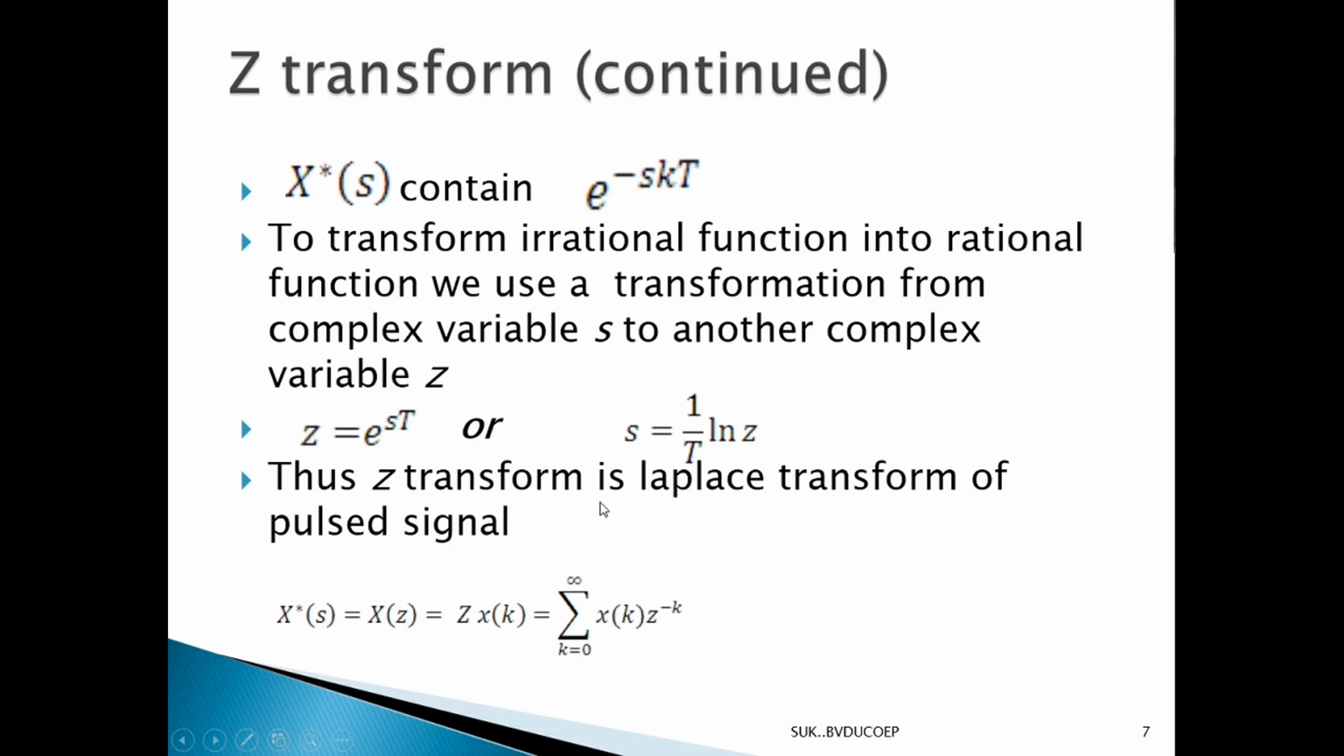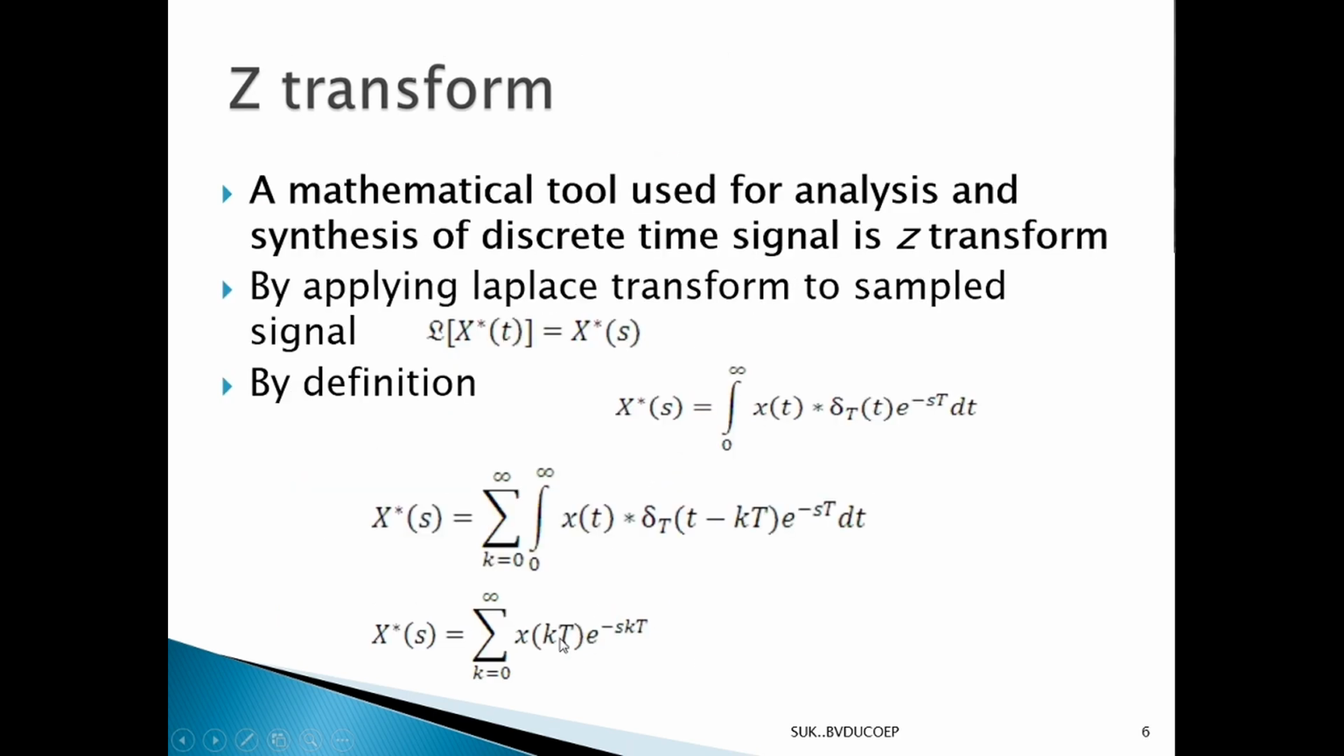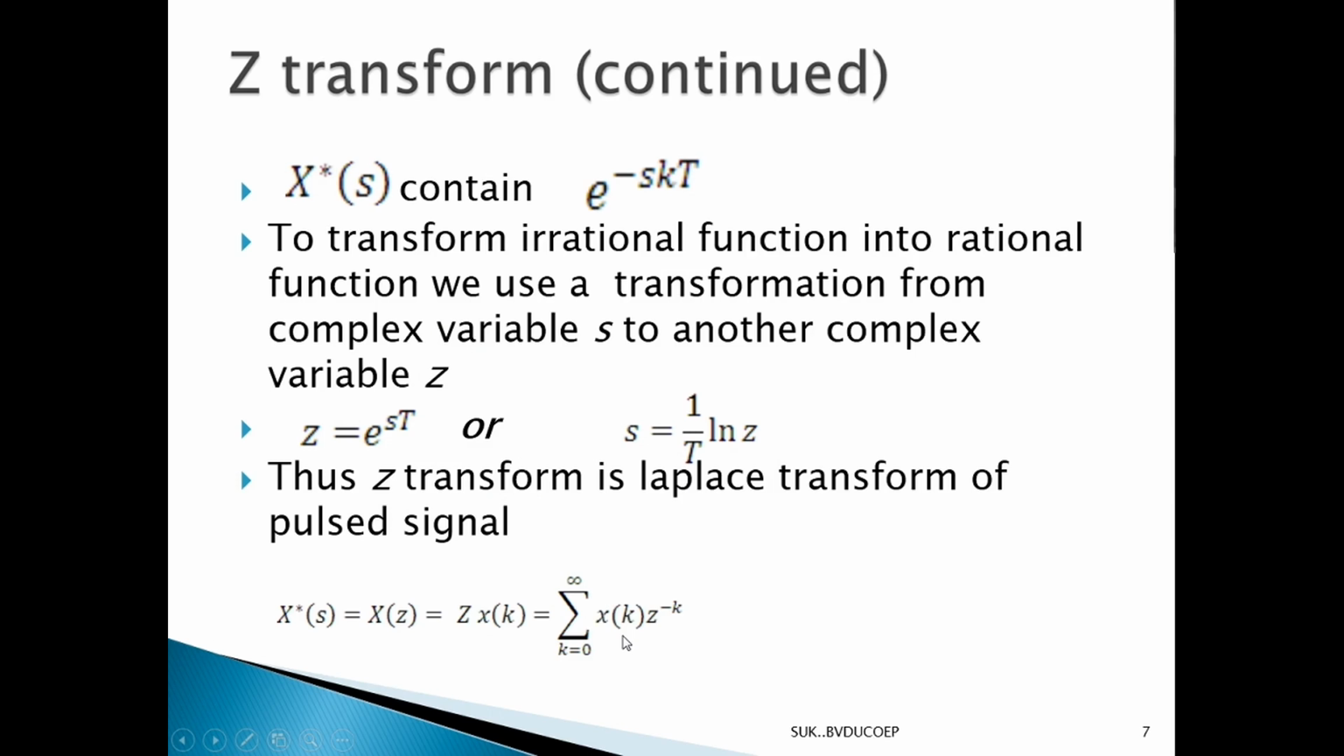The z transform is the Laplace transform of the pulse signal. So x star s is equal to X(z), the z transform of x(kT), the pulse signal. And from the earlier equation, if we put e raised to st is equal to z, then this becomes x(k) z raised to minus k. So that is the z transform. Now the properties of the z transform and other things we will discuss in another lecture.